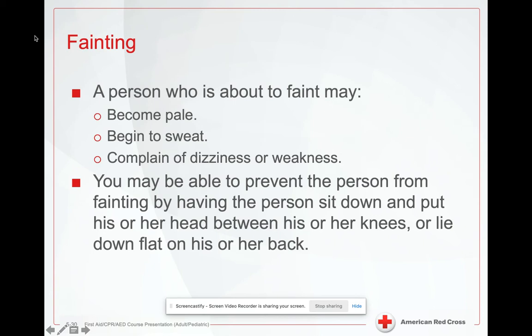All right, so fainting, so just kind of signs and symptoms of someone who may faint. Obviously, they may become pale or begin to sweat or complain of dizziness or weakness. And again, you may be able to prevent a person from fainting by having the person sit down and put his or her head between his or her knees or lie flat down on their back. The medical term for fainting is actually syncope. Just a little fun fact there.